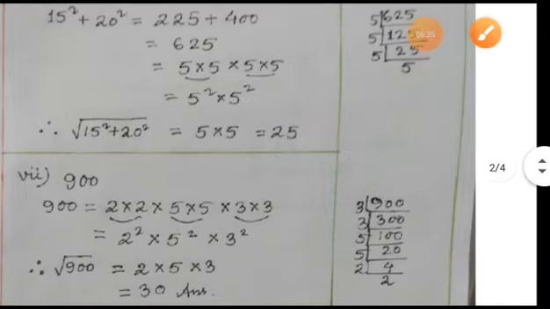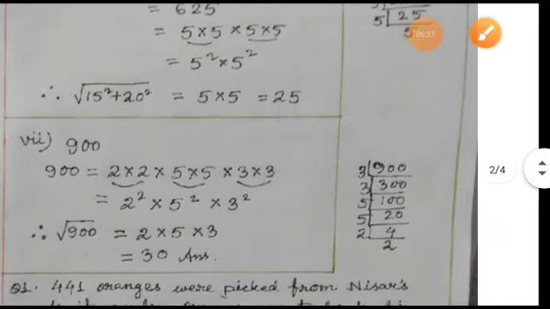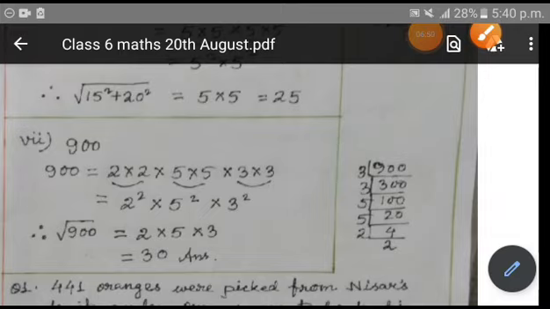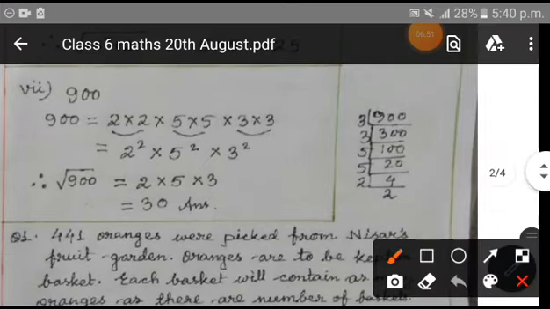Next one, sum number 7. You need to take out the square root of 900. So here, at first what you will do is, you are going to factorize this 900. This factorization part is done in the rough. You also can do it in the rough. So 900 has been factorized, and after that I am going to pair the numbers.